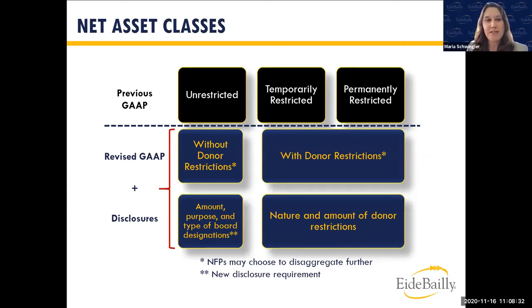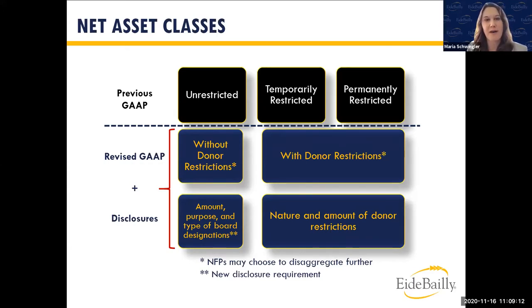And so with this recent accounting standard change, we've now moved to just two net asset classifications, and that is with donor restrictions and without donor restrictions, so that a reader can easily identify what are those net assets that organizations have that truly are restricted by a donor. You're still required to disclose the nature and the amount of donor restrictions in your footnote disclosures. And in addition, if you have board designated net assets, which actually are considered to be net assets without a donor restriction, there needs to be more transparency in the financial statements on what those net assets are restricted for.